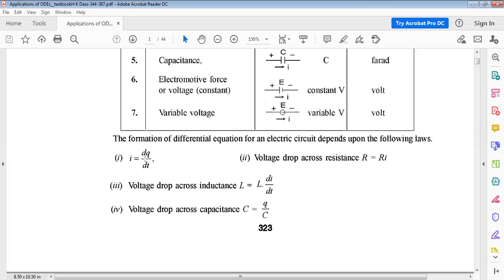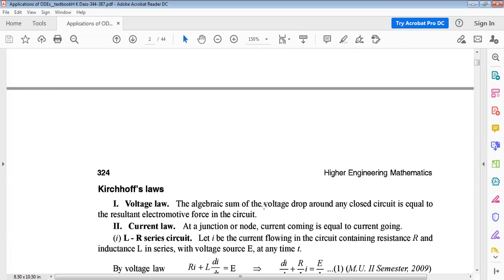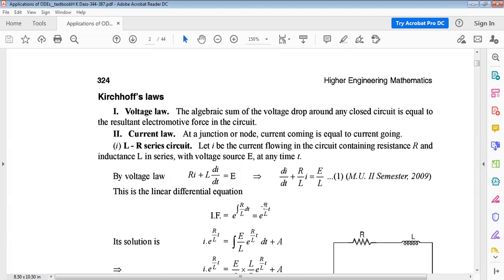Electric current I equals the rate of change of charge with respect to time, dq by dt. The voltage drop across the resistance R equals Ri, the voltage drop across the inductance is L into di by dt, and the voltage drop across the capacitance is Q by C. So using Kirchhoff's voltage law and current law for LR circuits, we can form this differential equation: Ri plus L di by dt equals E, the total EMF.